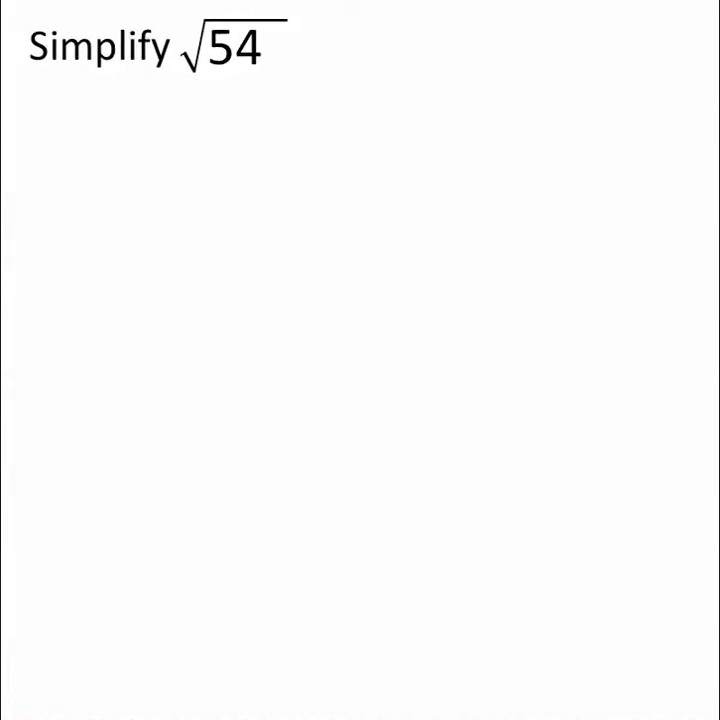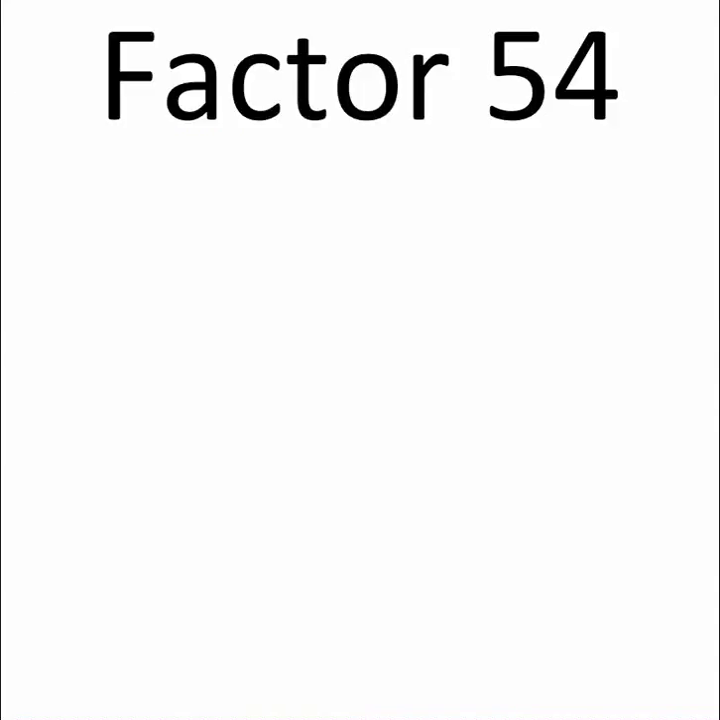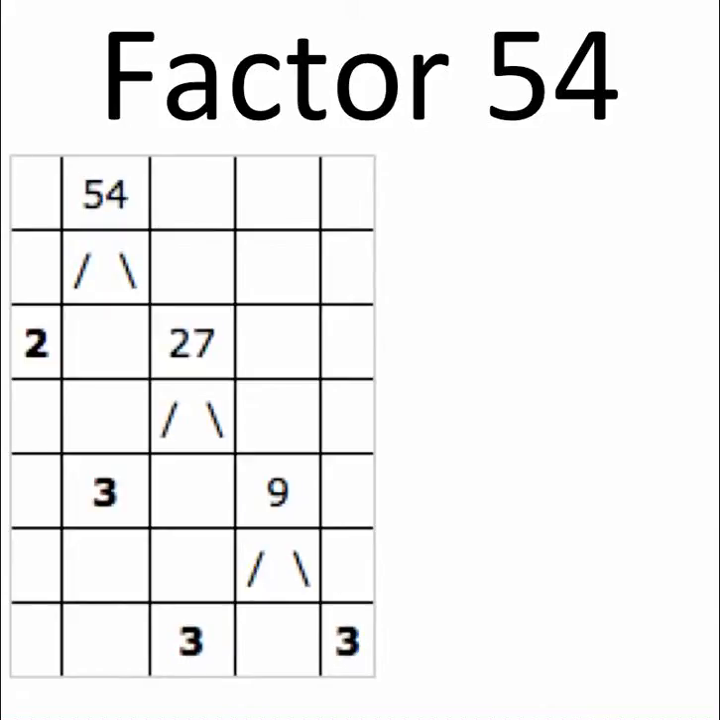To simplify the square root of 54, my first step is to factor what's under the radical, or in this case, to factor 54. So let's do that. To factor 54, my first step is to create a prime factorization tree, which looks like that.